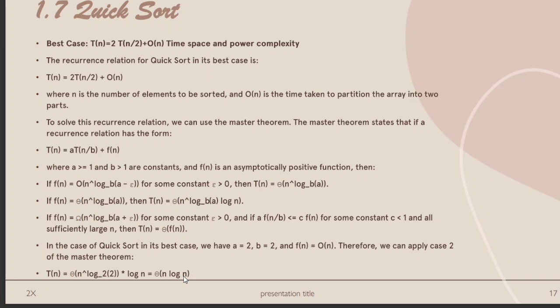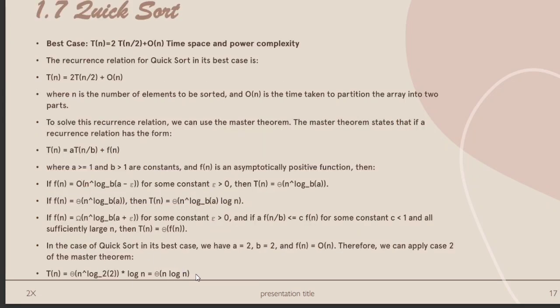To solve this recurrence relation, we can use the Master's theorem. The Master's theorem for the recurrence relation has the form T(n) equals aT(n/b) plus f(n), where a is greater than or equal to 1 and b is greater than 1 are constants and f(n) is an asymptotically positive function. Then here are the steps to solve the recurrence relation for quick sort.